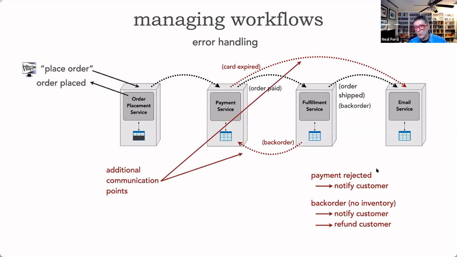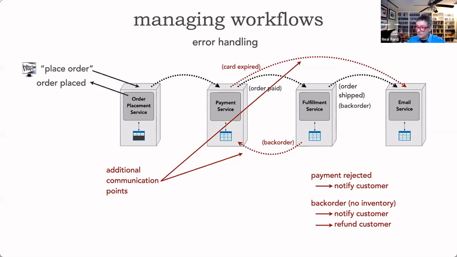Notice that when I think about the entirety of the workflow, I have to add all these communication points back in that were there in the original orchestrated version. So we talk about this distinction in our book between semantic coupling versus implementation coupling. And this is a good example of, there's a certain amount of semantic coupling in this workflow. I've got to have an order placement service.